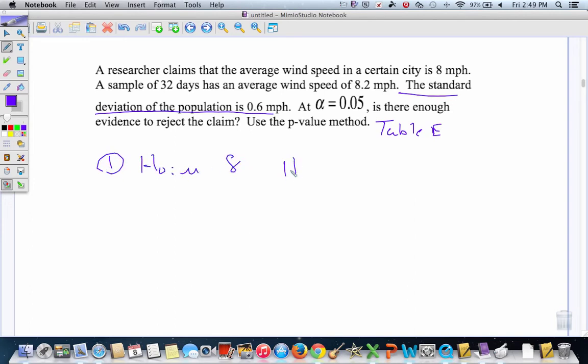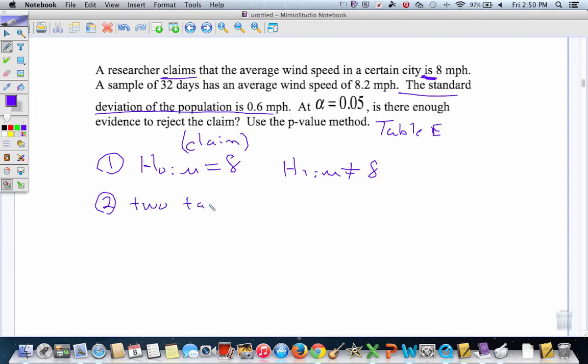Null hypothesis based on a mean of 8 miles per hour. Alternative hypothesis based on a mean of 8 miles per hour. It says the wind speed is 8 miles per hour. That means it's equal to and not equal to. Equal to sign always goes with the null. That's why I wrote it first. The researcher also claims that the average speed is 8 miles per hour. So this is the first example that we've had where the claim has been the null hypothesis.